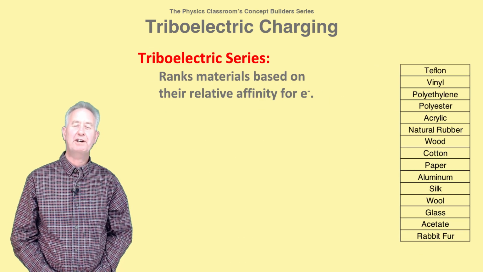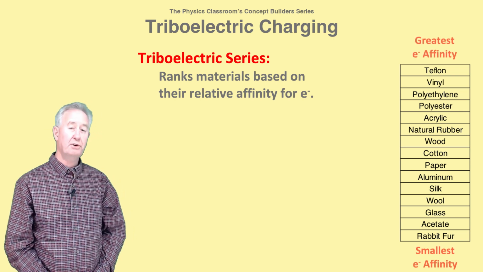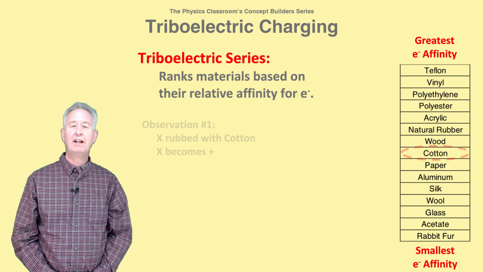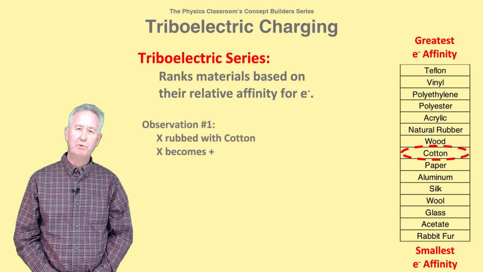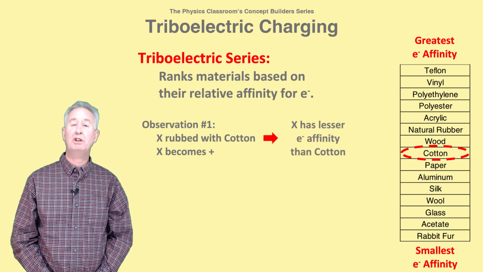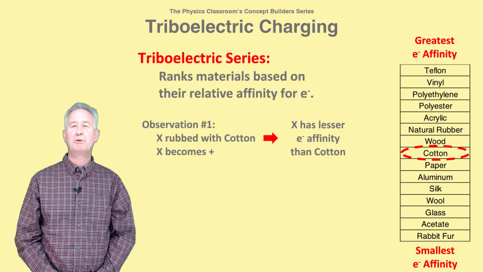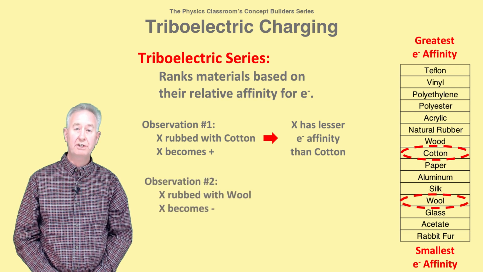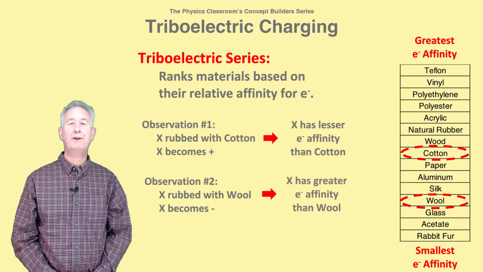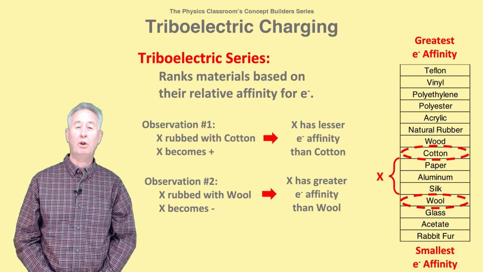A triboelectric series ranks materials according to their relative electron affinity. In the diagram shown here, materials with the greatest electron affinity are located highest on the chart. Let's suppose that material X is rubbed with cotton and becomes charged positively. That means the electron affinity of X is lower than that of cotton, and it would be located lower than cotton on the chart. Suppose we also observe that X becomes charged negatively when rubbed with wool. This means that the electron affinity of X is greater than that of wool, and X would be located on the chart higher than that of wool.